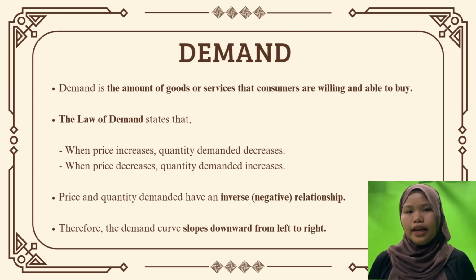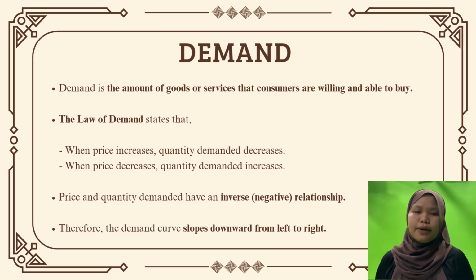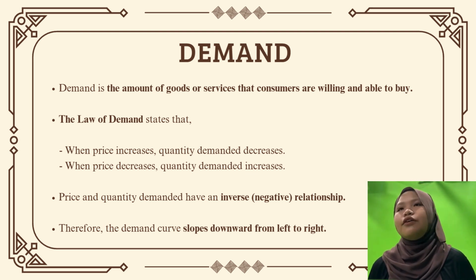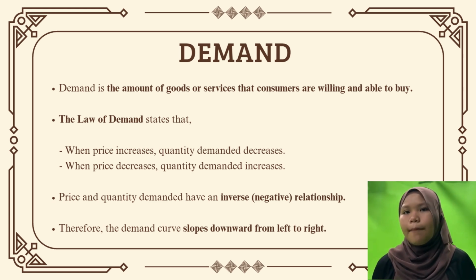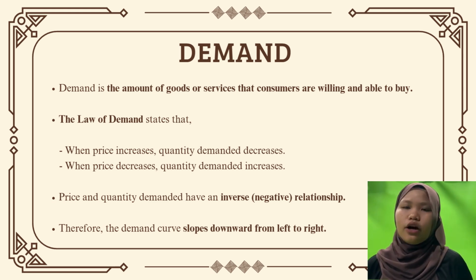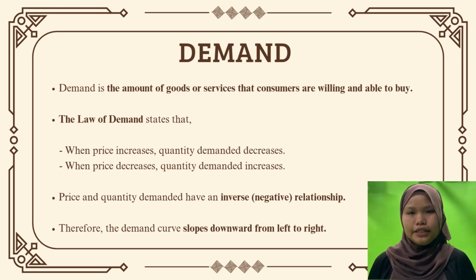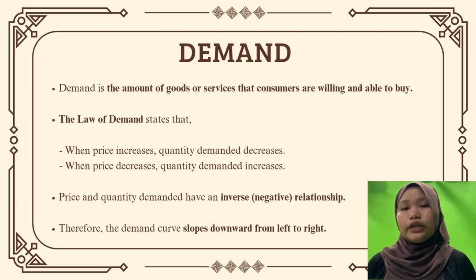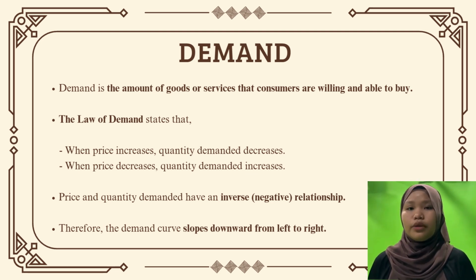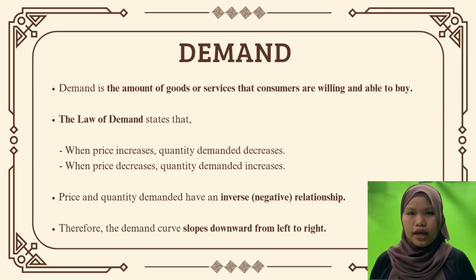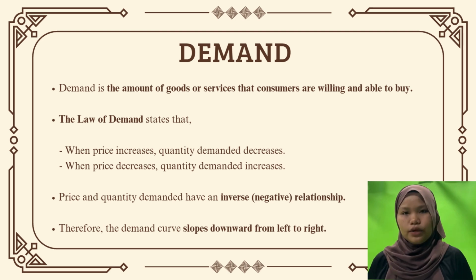This law explains how price affects consumer behavior, such as when the price increases, the quantity demanded will decrease. When the price decreases, the quantity demanded will increase. So basically, price and quantity demanded move in opposite directions. That's why we say they have a negative relationship. If we draw this on graph paper, the demand curve will slope downwards from left to right. To make it simple, a higher price will lower demand and a lower price will increase quantity demanded.